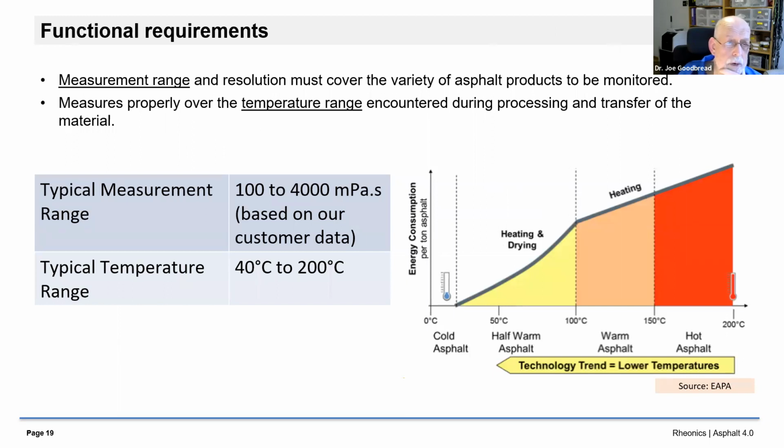So what are the functional requirements? Typical measurement range is 100 to 4,000 centipoise. That's 100 to 4,000 times the viscosity of water, in case you're not familiar with that measurement system. And it has to operate over a temperature range of 40 to 200 degrees centigrade, which means somewhat over 100 degrees to 400 degrees Fahrenheit.